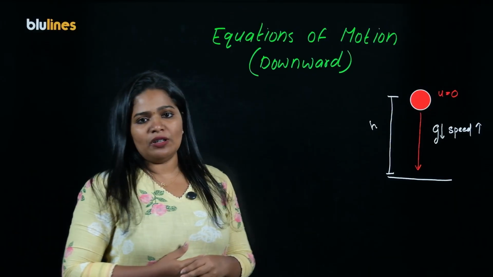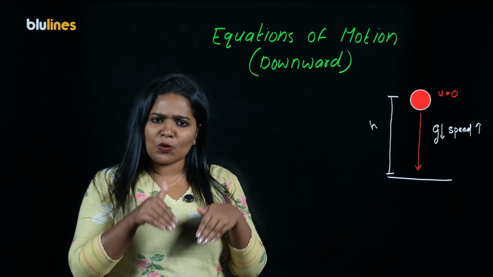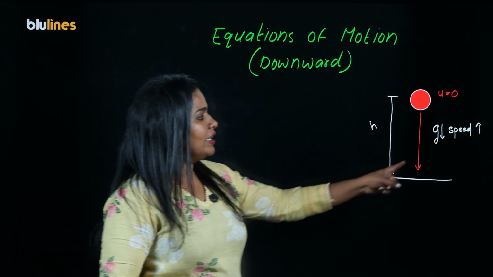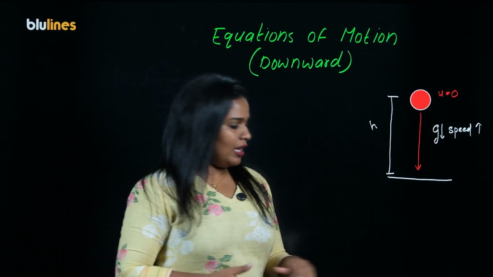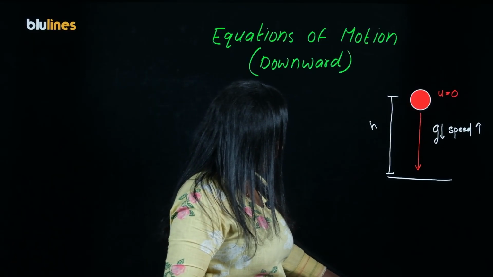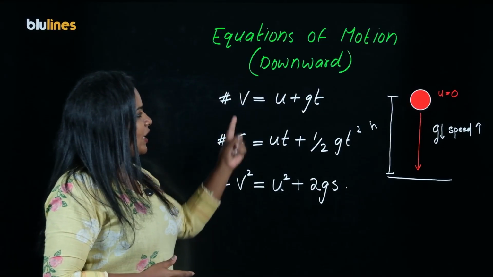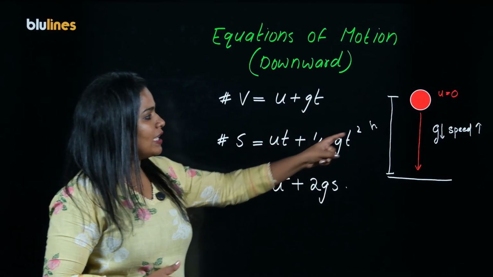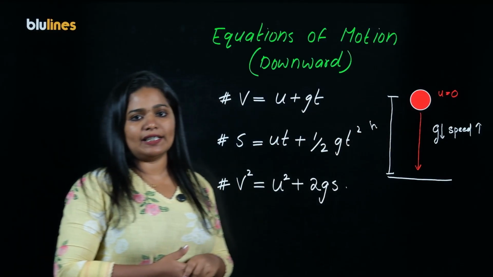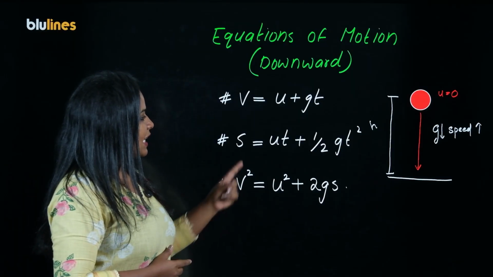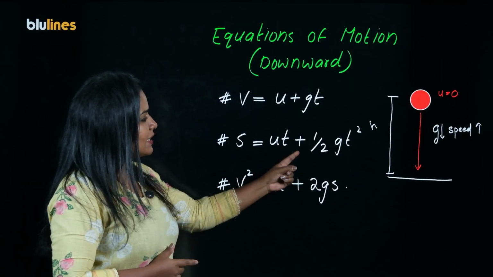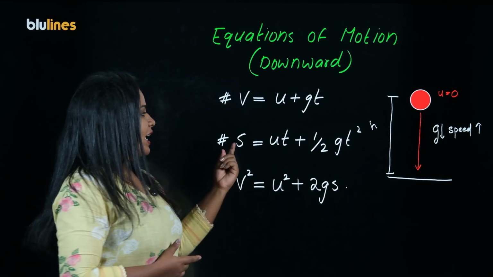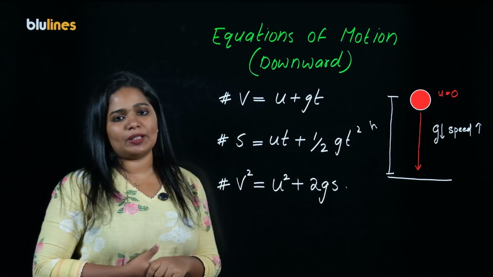As it falls down, what is the direction of g? It is towards the earth. What will happen to the speed? Speed increases. Let's see the equations. So, v is equal to u plus gt. Why plus? Because g is towards the earth. And the second equation is s is equal to ut plus half gt square. And u is equal to 0. We get s is equal to half gt square.